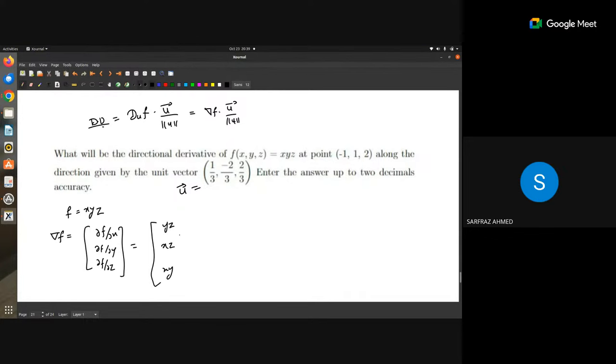Xy. Right. And what would the point be? Minus 1, 1, 2. So del f will be equal to 2, minus 2, minus 1. Okay, now I wanted to find the unit vector of this. So u bar upon norm of u bar equals to what?